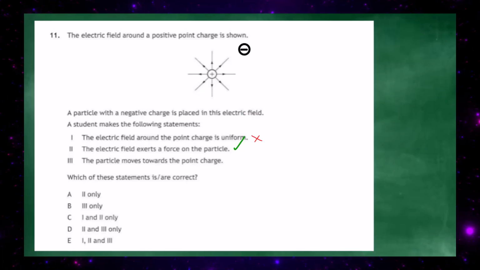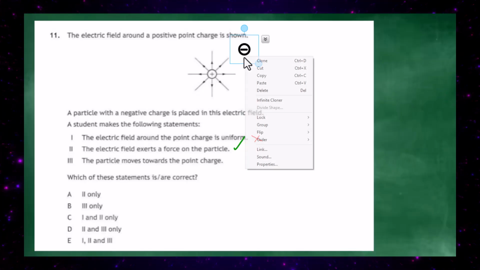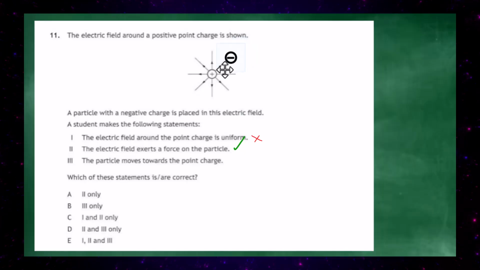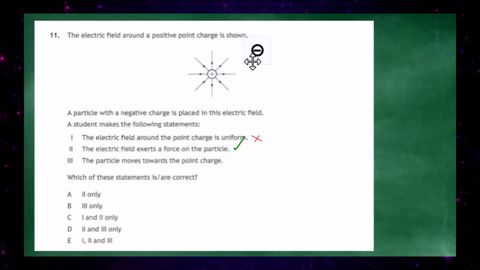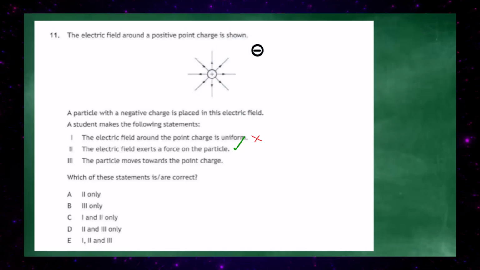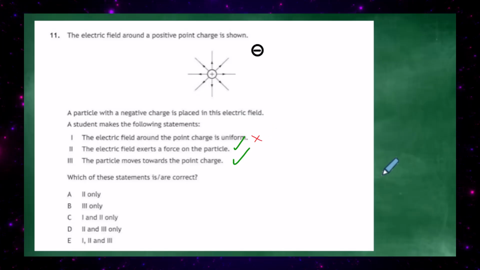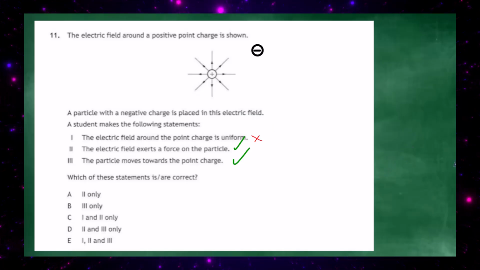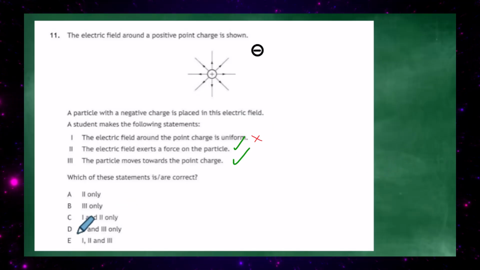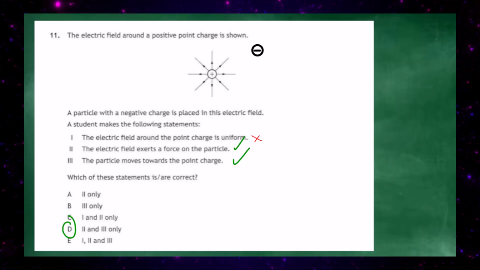Well, that's true, because if it's a negative charge here, it's going to move towards the point charge. It's going to move in that direction there. So we can say that the third statement is true. We've only got 2 and 3. We'll look down the list and we can see 2 and 3 only. The answer to that is D.